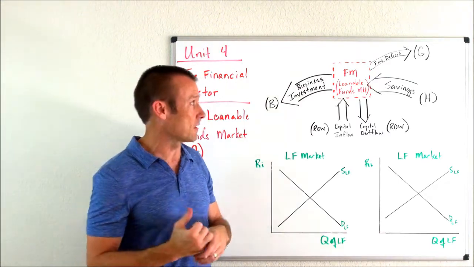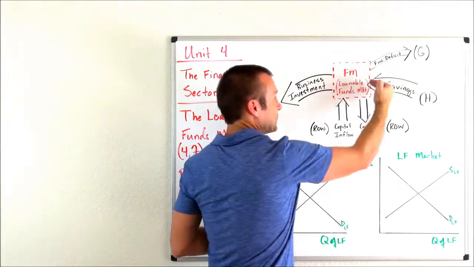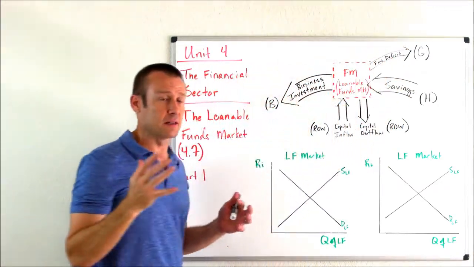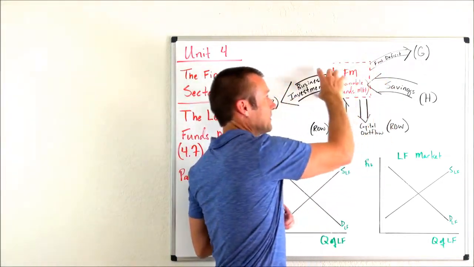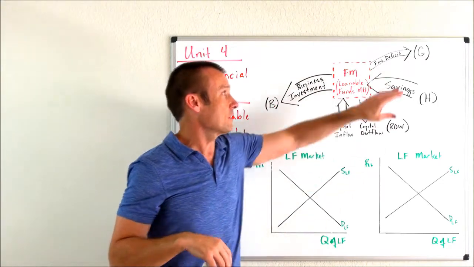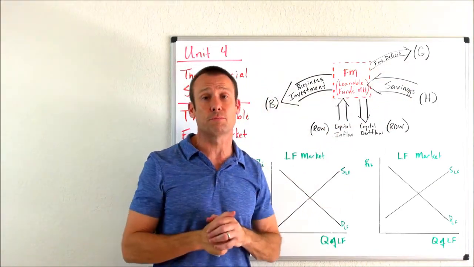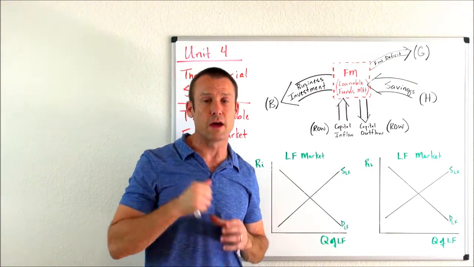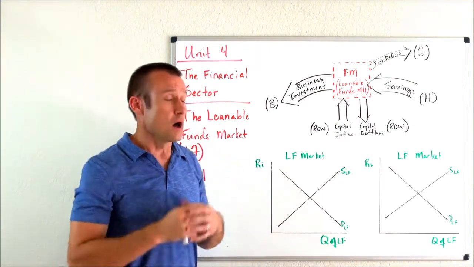Some people see the government as an institution that can siphon savings away from its intended purpose, business investment. So some people who see it as siphoning savings away from business investment are going to say, hey, when government deficits increase, I'm going to shift the supply of loanable funds to the left. All right? That's one way to do it.